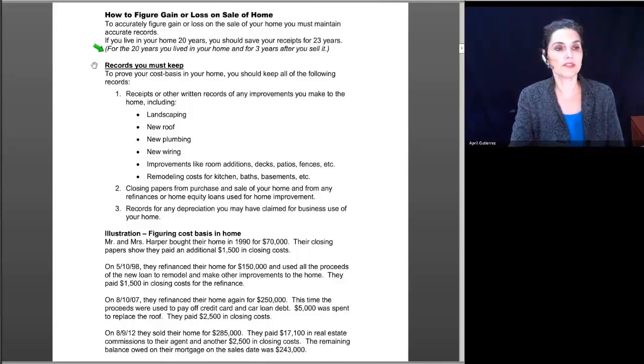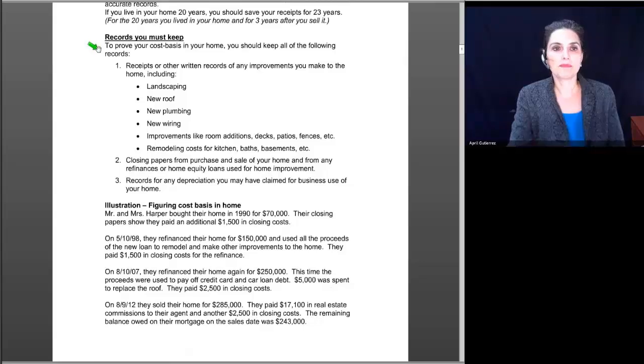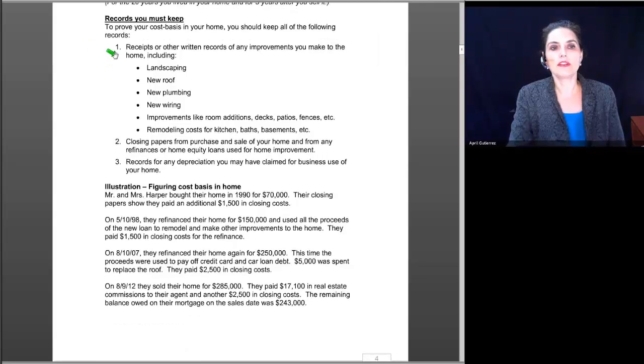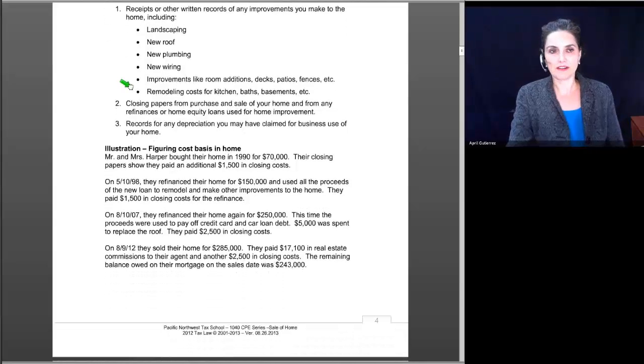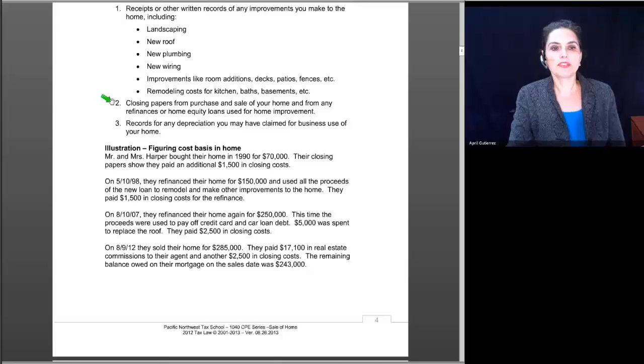So what kind of records do you need to keep? To prove your cost basis in your home, you should keep all of the following records: receipts or other written records of any improvements you make to the home, including landscaping, new roof, new plumbing, new wiring, improvements like home additions, decks, patios, fences, etc., remodeling costs for kitchens, baths, basements, etc., closing papers from the purchase and sale of your home and from any refinances from home equity loans used for home improvement, and records for any depreciation you may have claimed for business use of your home.